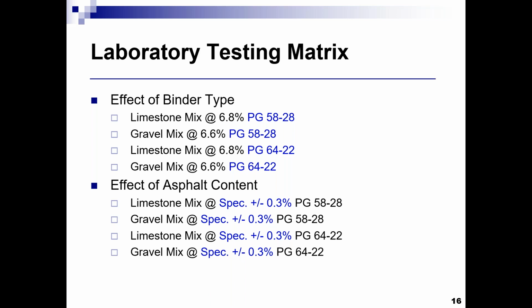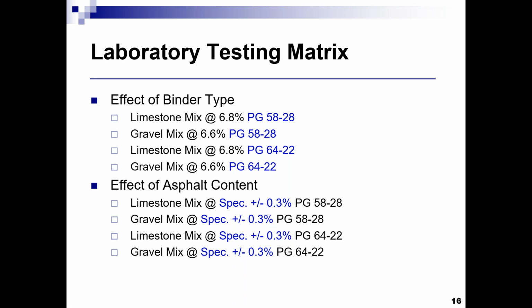To evaluate the effect of the asphalt binder, we used 4 asphalt mixtures with limestone and gravel aggregates, and we varied the asphalt binder type between 58-28 and 64-22. We kept the binder content the same as what we had in the specification, and then we took it one step higher, and we looked at the effect of the asphalt binder content. So instead of basically just looking at the asphalt binder content at the specification, we increased it by 0.3% and we decreased it by 0.3%. So this way we can see how sensitive is this mixture to the asphalt binder content?